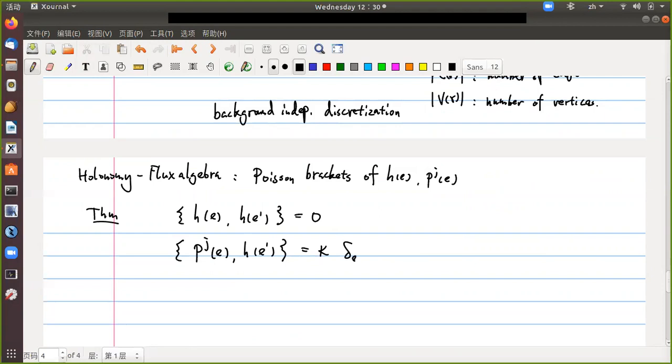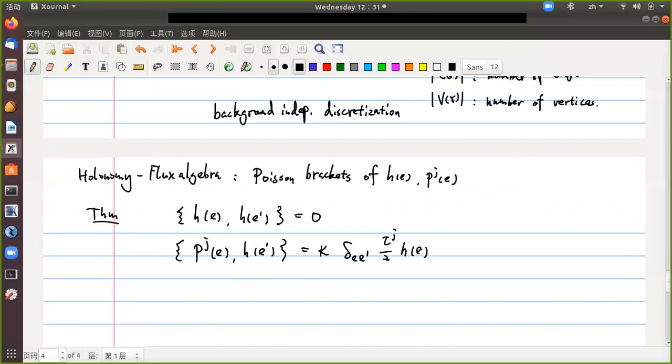And then here is the delta of e and e prime. It means that if these two edges are different, you just get zero. P of e integrates on a dual surface, but if this dual surface has no intersection with e prime, then you just get zero. You get non-zero only when this dual face of e is really dual to the edge where this holonomy is defined. Then, supposing it is non-zero, the result is tau j half multiplied by h of e.